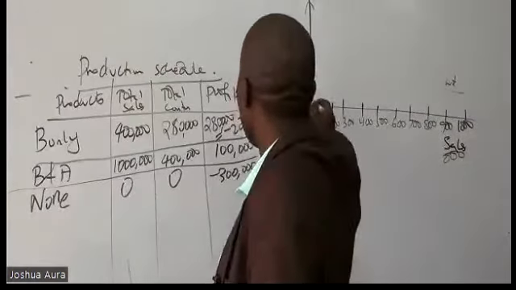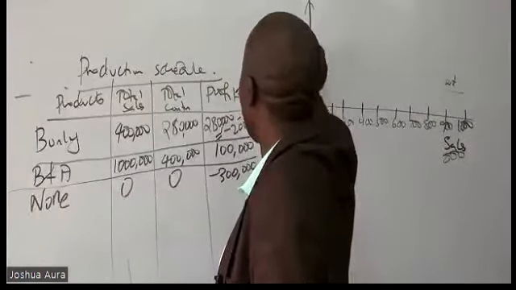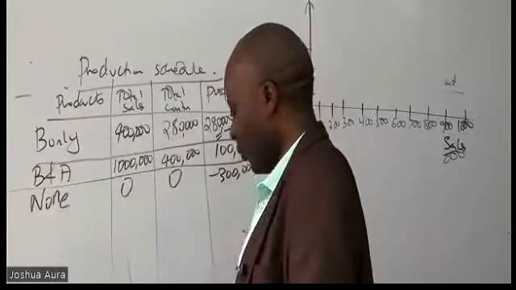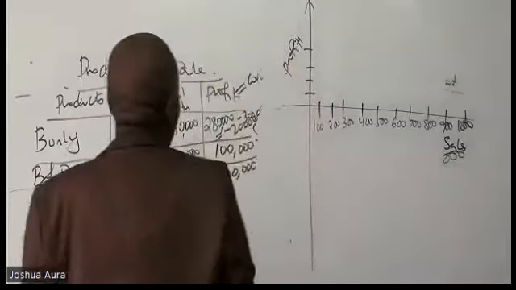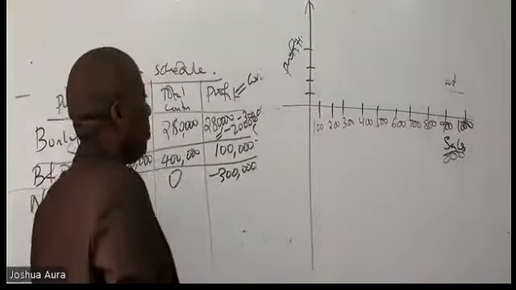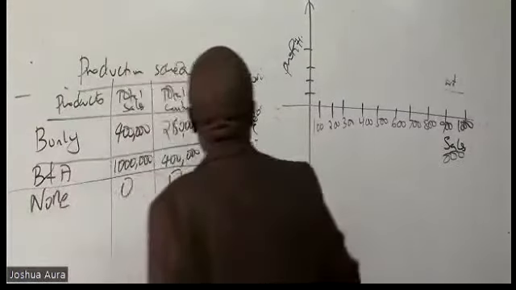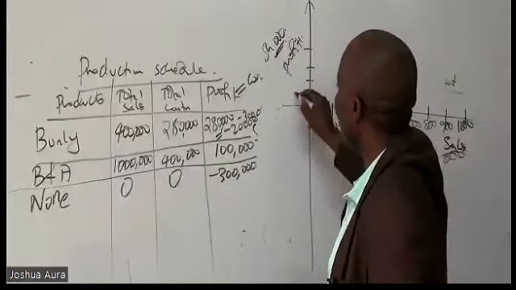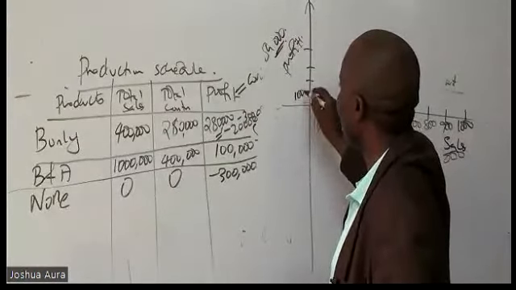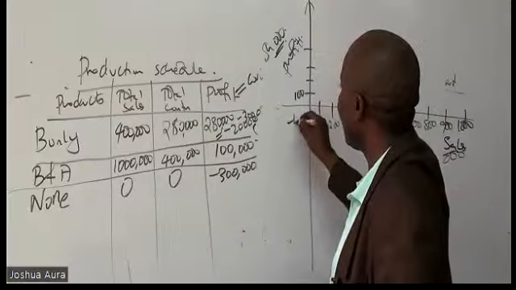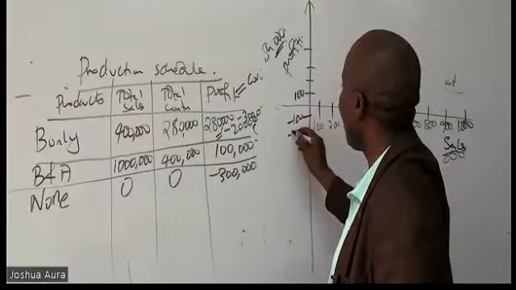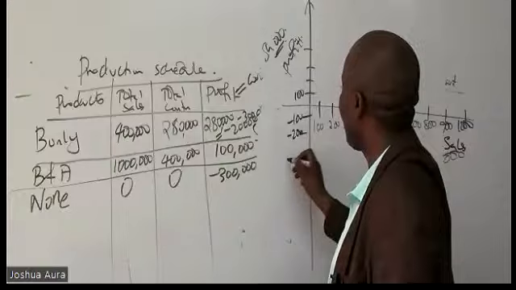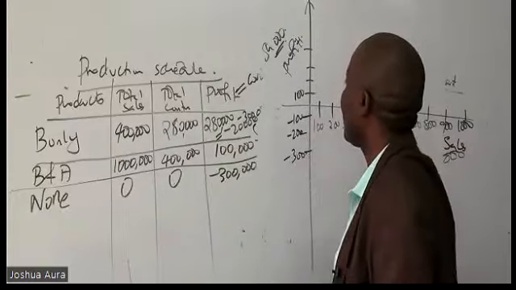And then go straight away to the profit. So profit really here, the best one is also to go with 100. So profit in shillings thousands. So this will be 100, minus 100, minus 200, minus 300, like that.